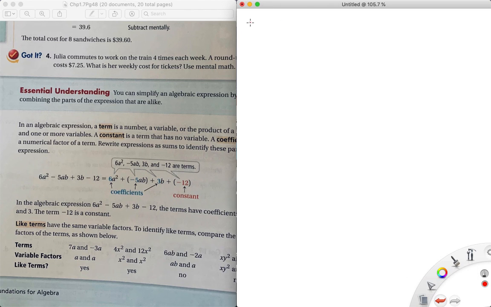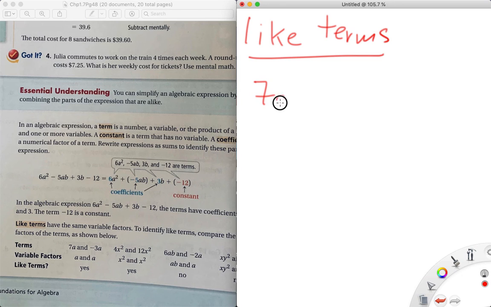And like terms are terms that have variables that are the same and of the same power. So the book gives 7a and negative 3a. Both of these terms have a, and both of these terms have a raised to the first power. So they're the same variable raised to the same power. They are like terms, and since they are like terms, I can actually combine them.